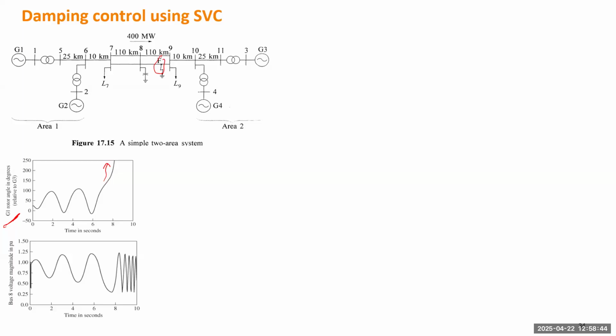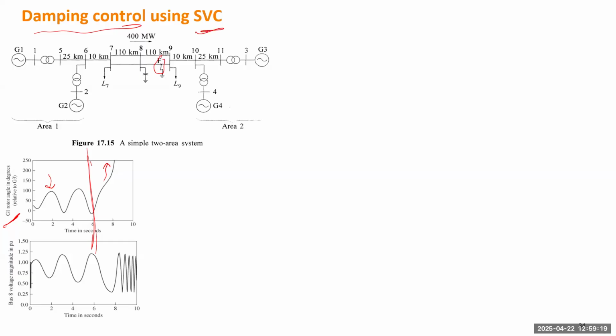This is not a very typical transient instability. It's more like bad small signal stability, where you have growing oscillation, and finally the growing oscillation develops into transient instability. Which means if we can add any damping control before the out of step happens, we may be able to stabilize the system. So here we don't have to design a transient stability controller. We can use just a damping control method to improve the damping. Then we can stabilize the system.